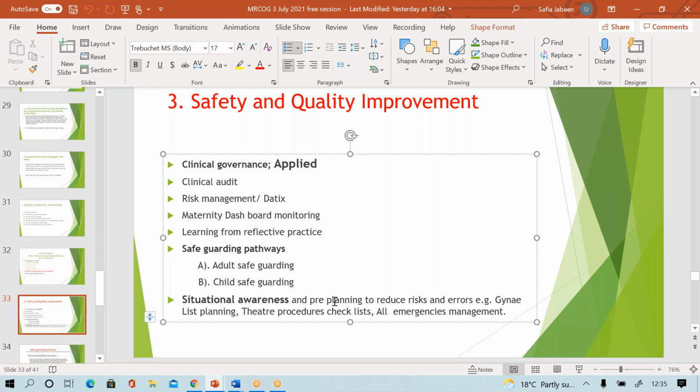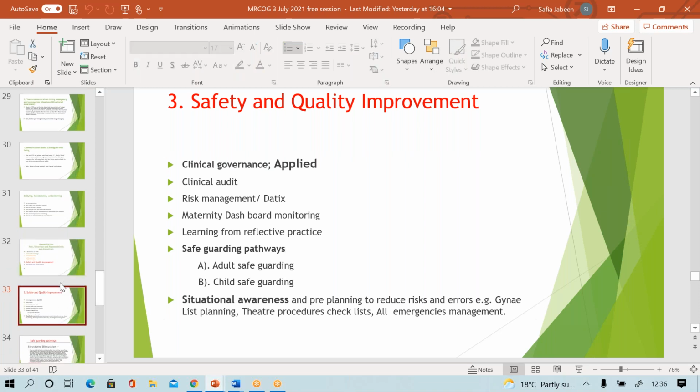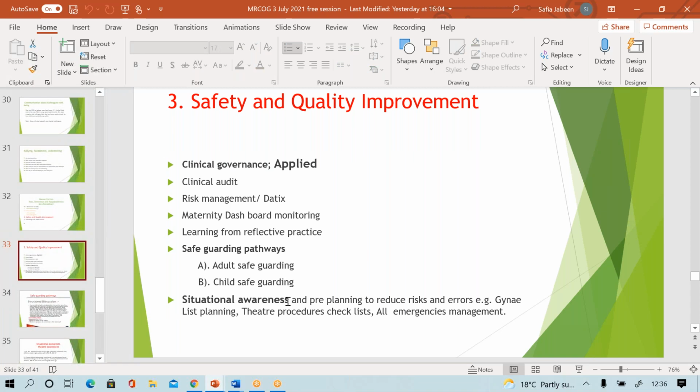And overall situational awareness, just as I said, when we are doing PPH and major events or even in theatre, sometimes we are so busy doing what we think we are doing that we lose awareness of the time, we lose awareness, and we could do this differently. That is very important, situational awareness basically.